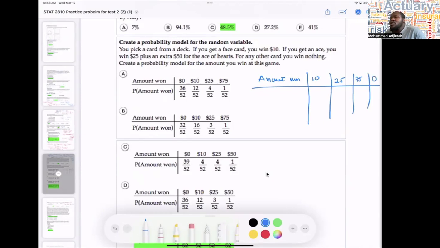For example, how do you get nothing? If you pick, say, spades, but it's a 2, that is not a face card, so you're going to get nothing. And then let's put the probability of amount 1.